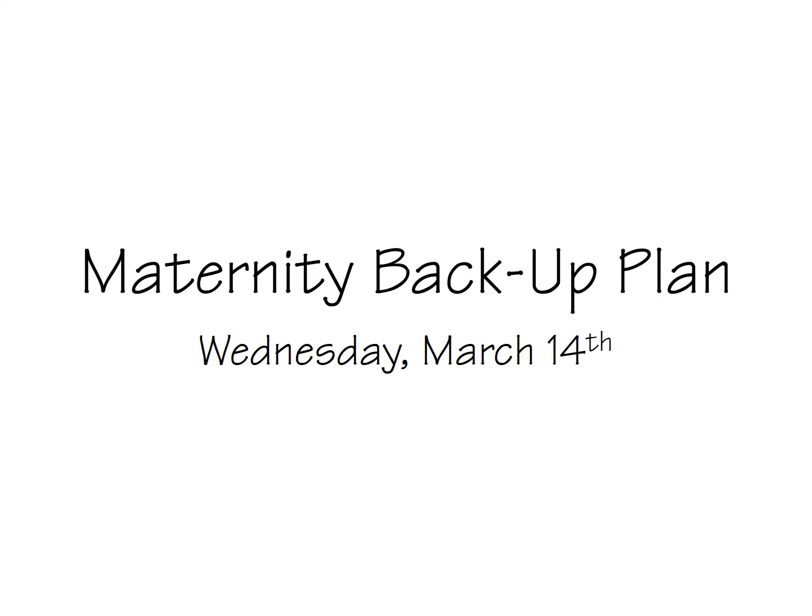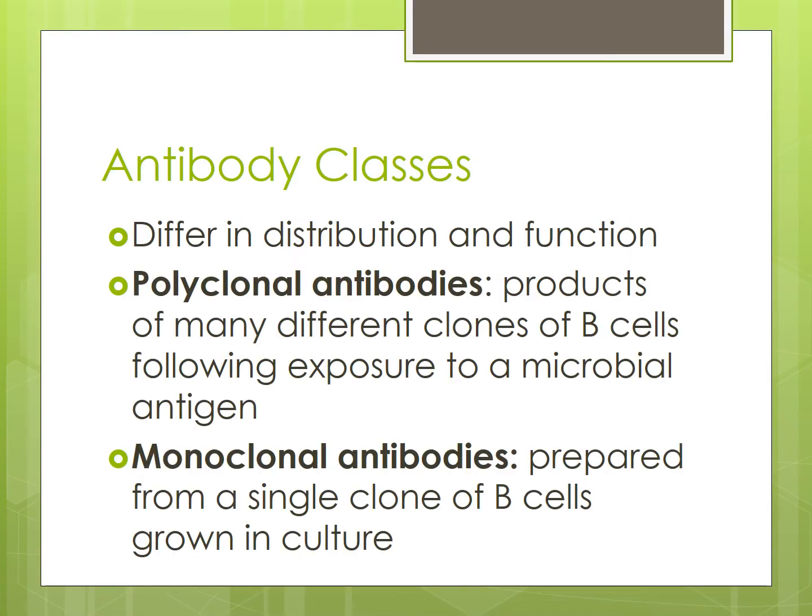So this is for Wednesday, March 14th, and we are going to finish up chapter 43. So we talked last time about how B cells are going to give rise to the plasma cells, and that those plasma cells then would make these antibodies. So these antibodies differ in their distribution and in their function.